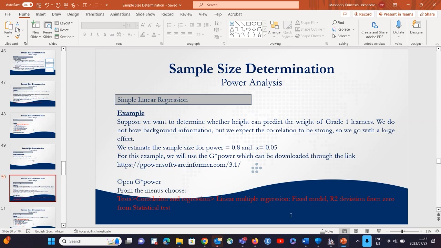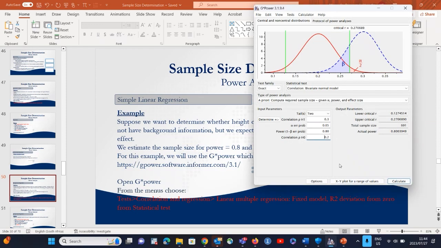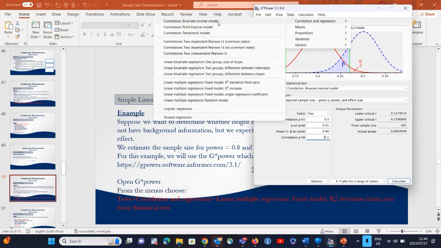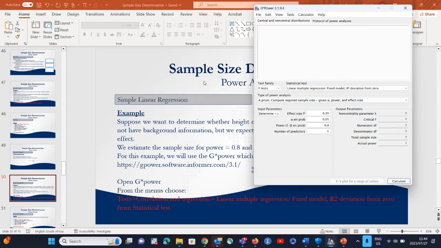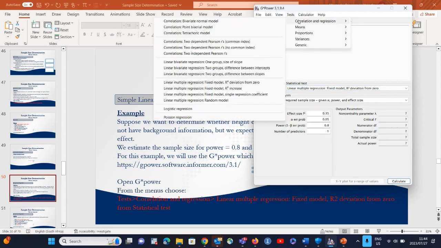So using the G power for this example, the only thing we are adding here is that we're no longer doing a correlation, it's a simple linear regression. You can come now and look at the test, select the right test. It's going to be a linear regression. Yes, you select a linear regression. And then let me see. Yes, no, I selected multiple. I need to select simple correlation.